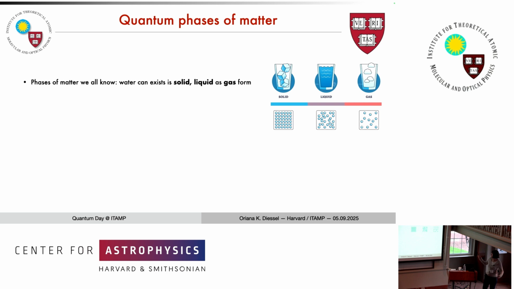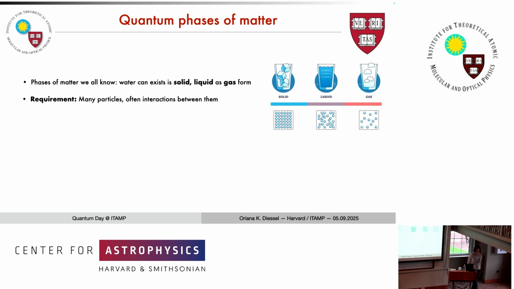Even water can exist in more phases of matter. It turns out it can not only freeze into one particular solid form, but there are different lattice geometries, and all these different geometries correspond to different kinds of ices water can freeze into.